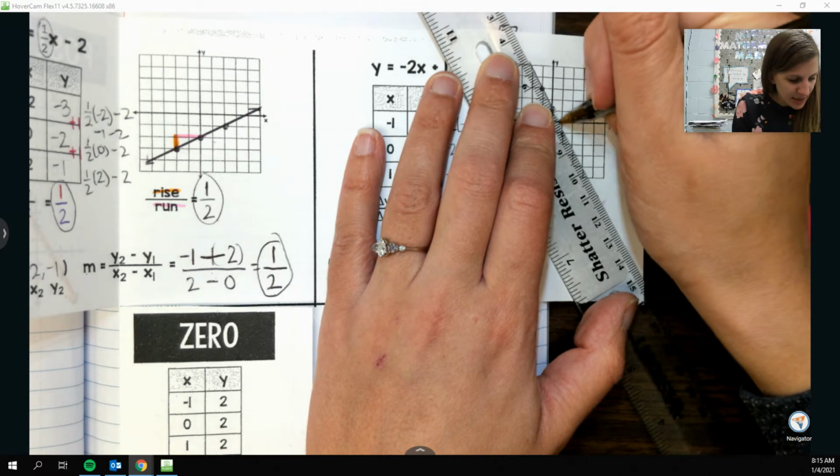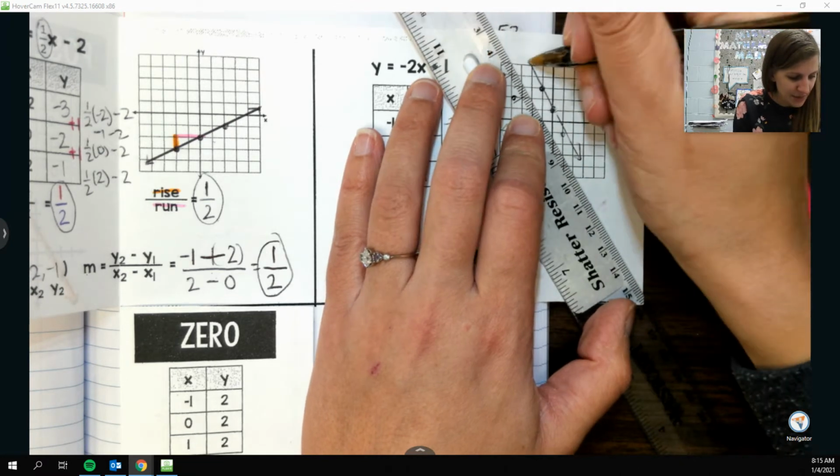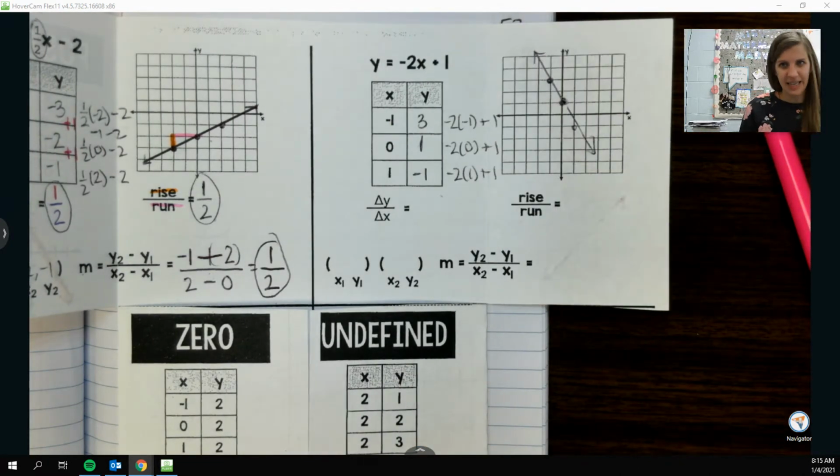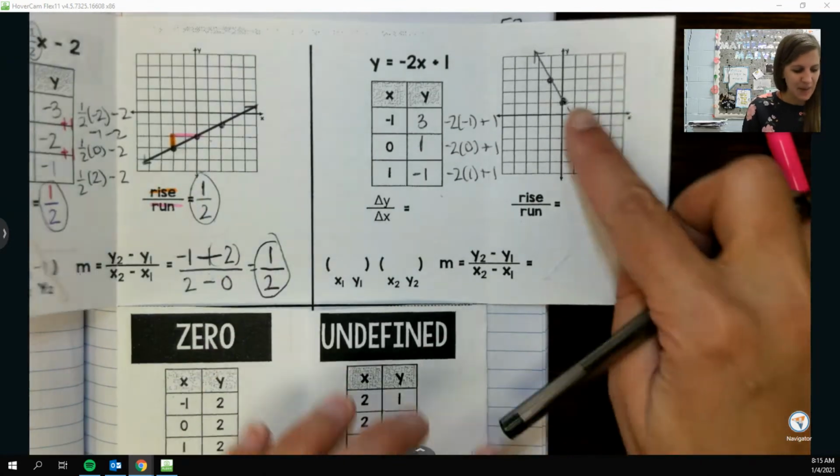No straight line going. Oh no. It's okay. It's okay. I made a hole in my paper.